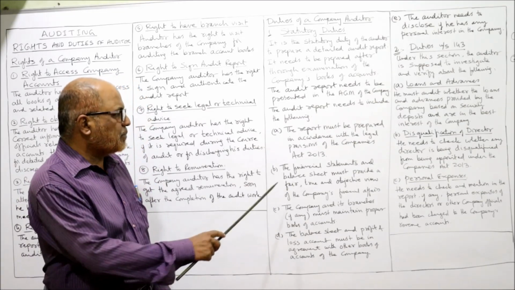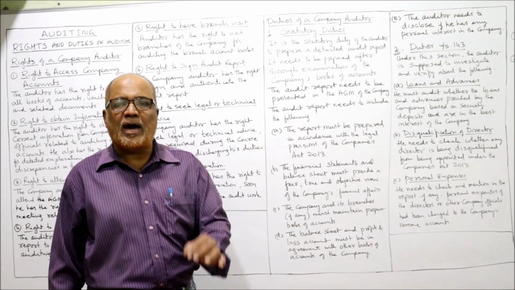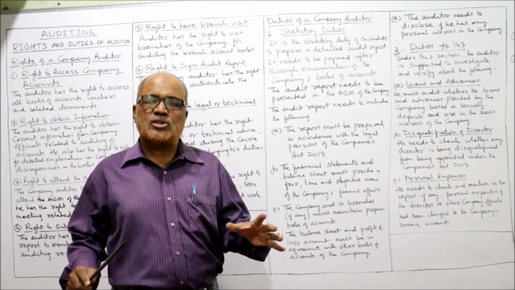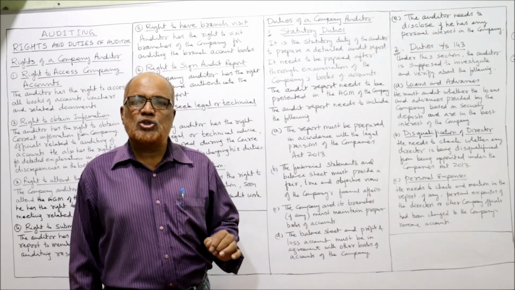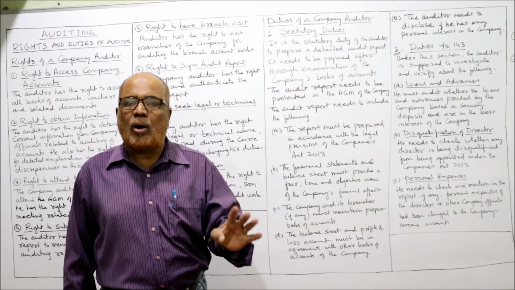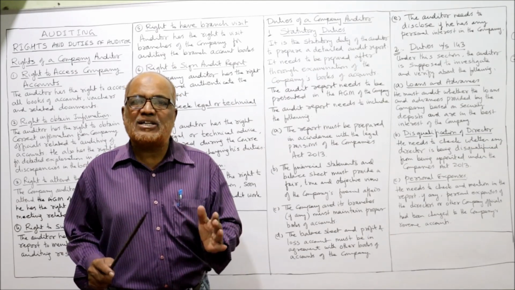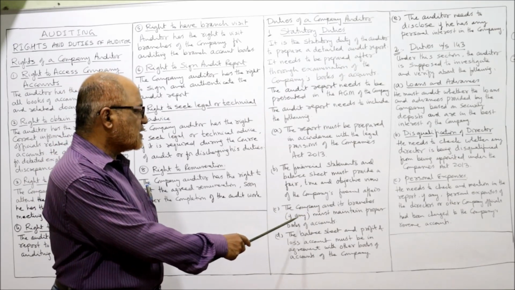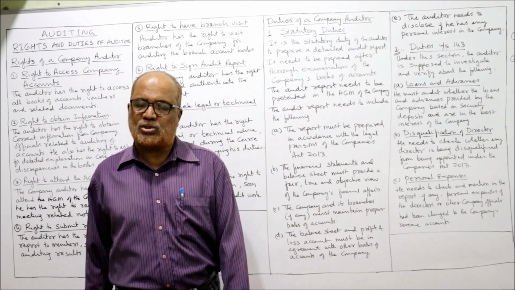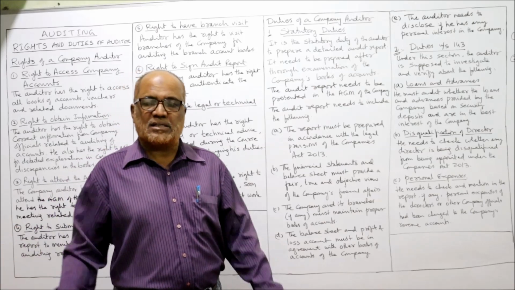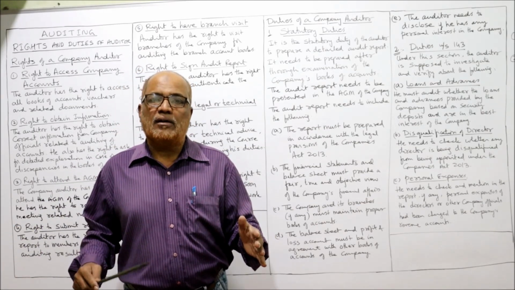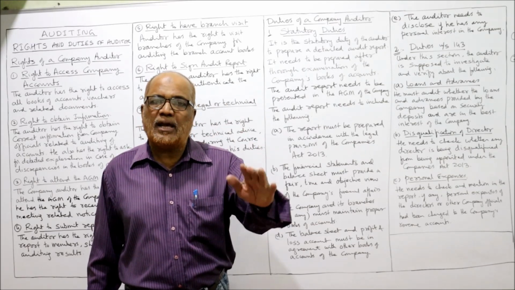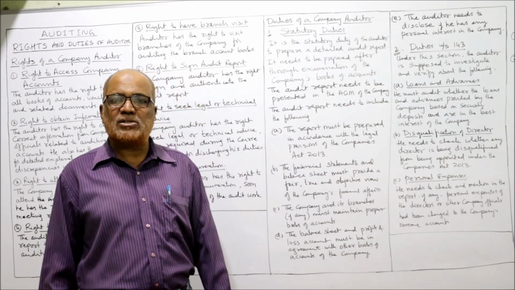Secondly, the financial statements and balance sheet must provide a fair, true and objective view. The auditor has to see that the financial statements show a true, fair and objective view of the state of affairs of the business of the company. Then the company and its branches, if any, must maintain proper books of accounts. If a company has branches, then he has to give the opinion on whether proper books of accounts are maintained by the company as well as its branches.